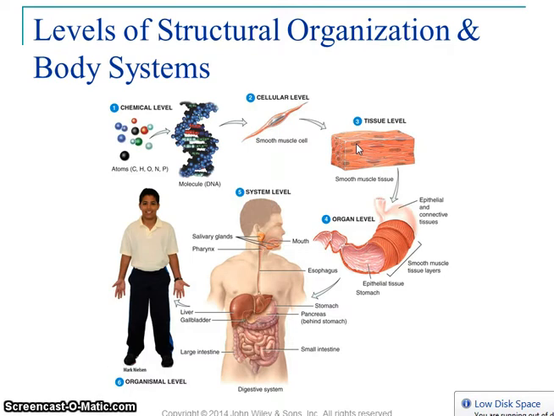When you've got a group of tissues working together, you've got an organ. So like there it shows the stomach. The stomach has epithelial tissues lining it. It's got smooth muscle layers. It's got connective tissue. All those work together for the same function of the stomach, to help digest foods, break them down. When you've got a group of organs working together, you've got the organ system level. So the stomach would be part of the digestive system. And then when you put all the organ systems together, you get an organism, a whole person.